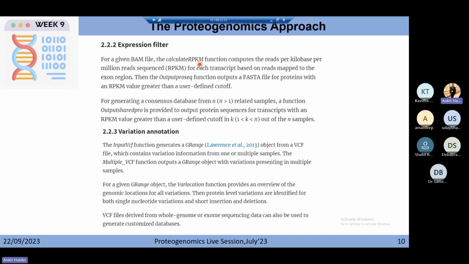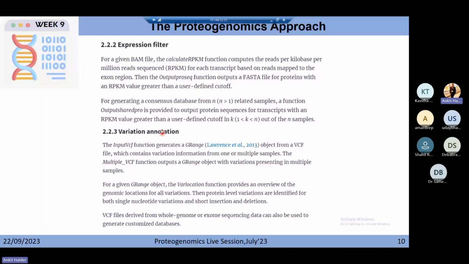That's why through each week we have defined the concepts, so that in understanding the integration of these two technologies, it becomes quite easy for you also. The RPKM, if you don't recall, go back. We have discussed in detail the reads per kilobase per million sequence reads. Then the output function outputs a FASTA file for proteins with an RPKM value greater than your user defined cutoff. So you will be providing the cutoffs that will be required.